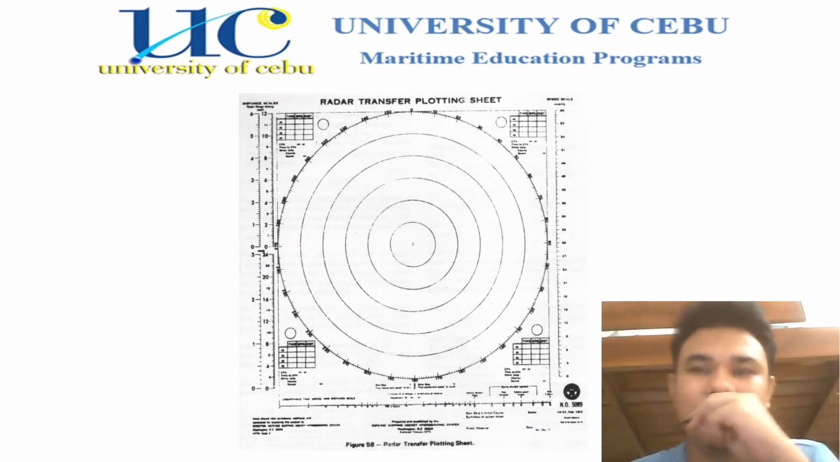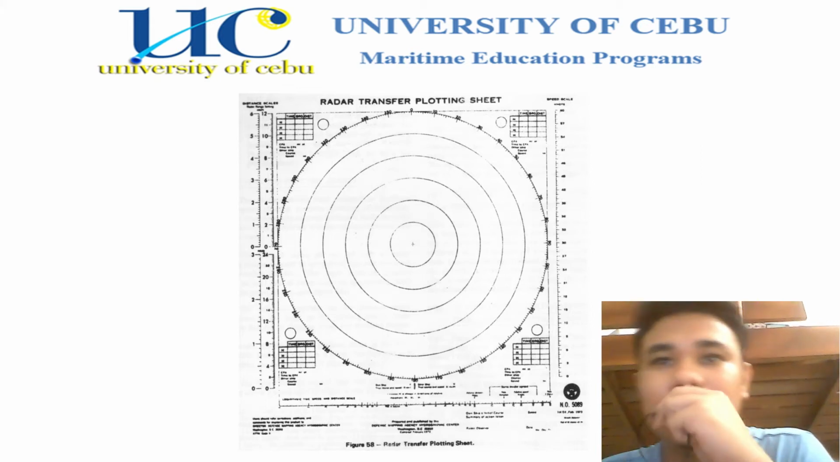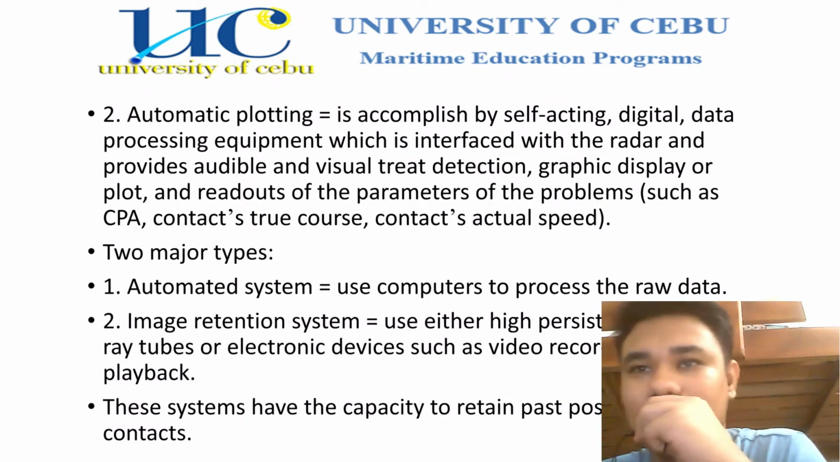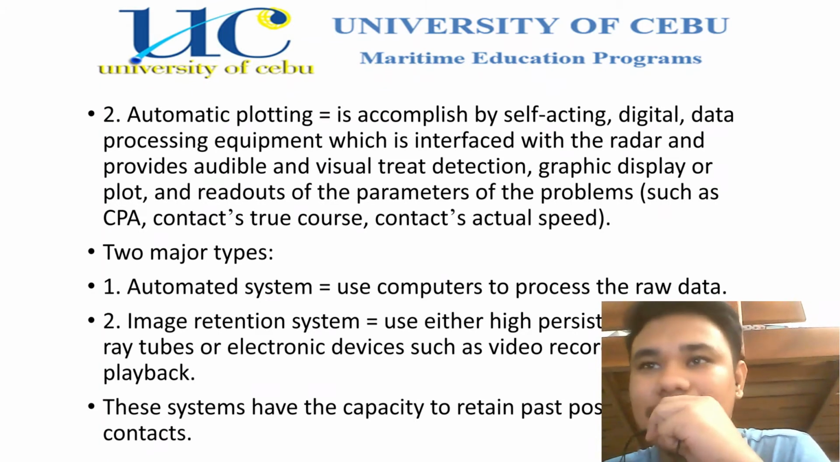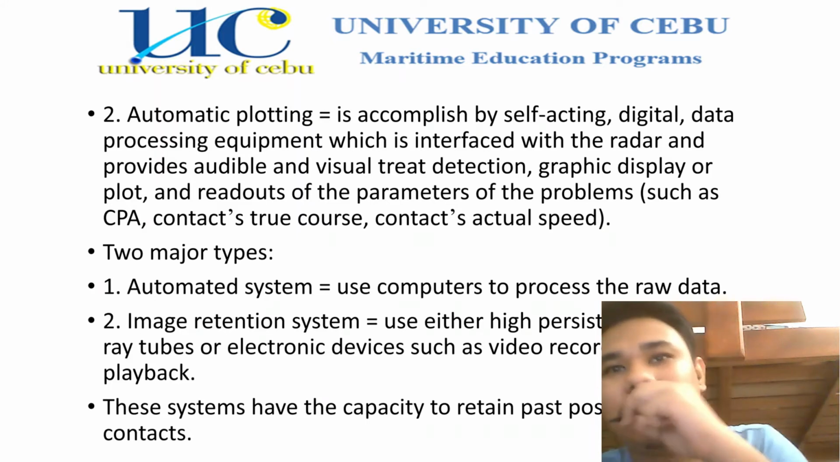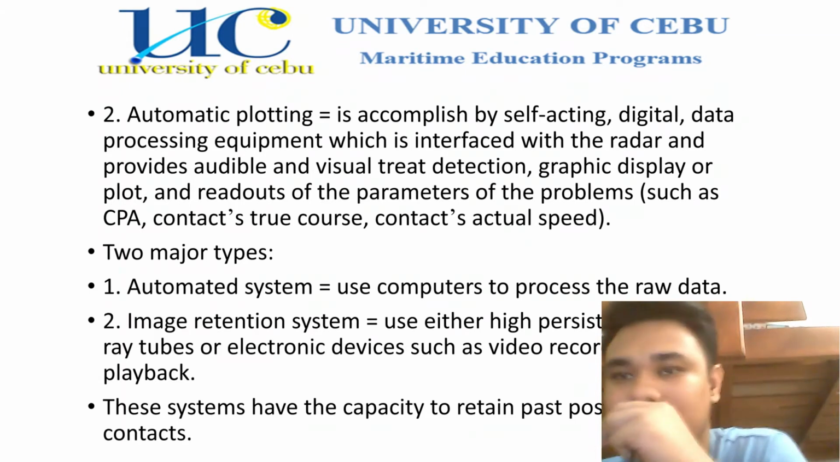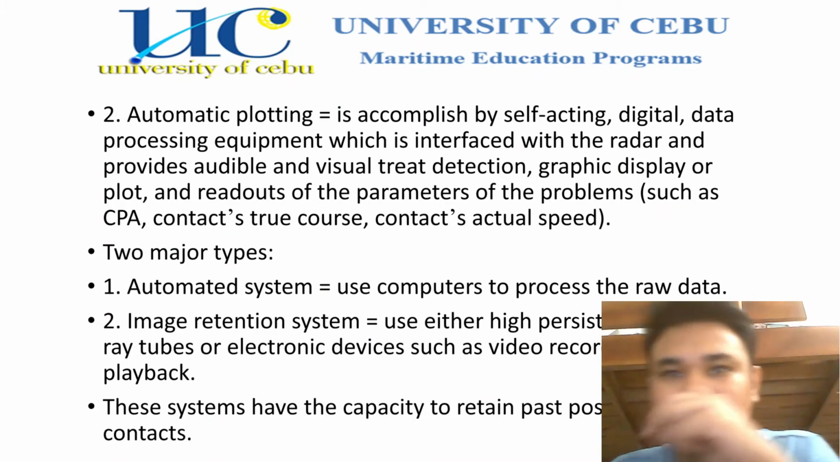So this is the example of a radar transfer plotting sheet. Next slide. Number two, automatic plotting is accomplished by self-acting digital data processing equipment which is interfaced with the radar and provides audible and visual threat detection, graphic display or plot, and readouts on the parameters of the problem such as CPA, contact's true course, and contact's actual speed. So there are two major types of automated systems.